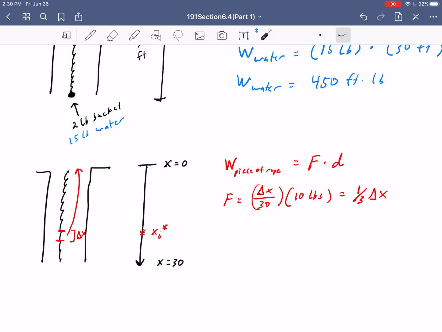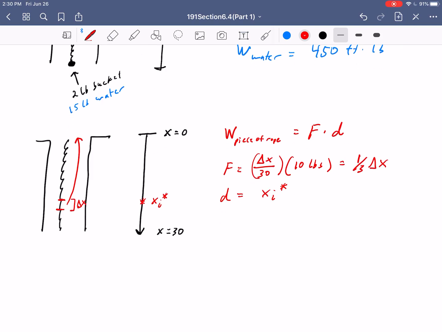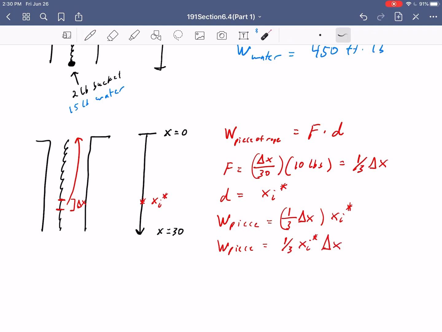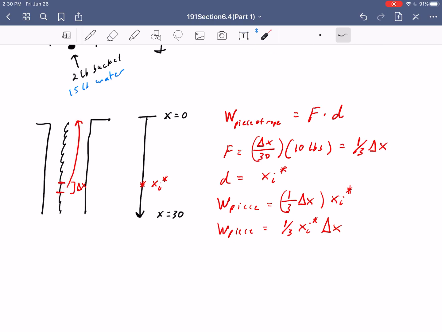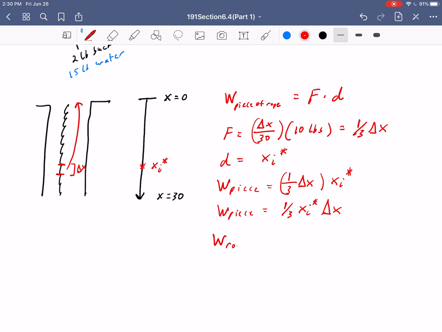Okay, what about the distance? Well, this piece needs to travel from this x_i star to 0. So the distance here is going to be that x_i star. So that tells us the work for this piece is actually 1/3 delta x times that x_i star, which we can rewrite as 1/3 x_i star delta x. So that is the work for this single piece to be lifted all the way to the top. That tells us then that the work for the rope overall is approximately the sum of all these pieces. So it's approximately the sum over all those choices of x_i star of 1/3 x_i star delta x.